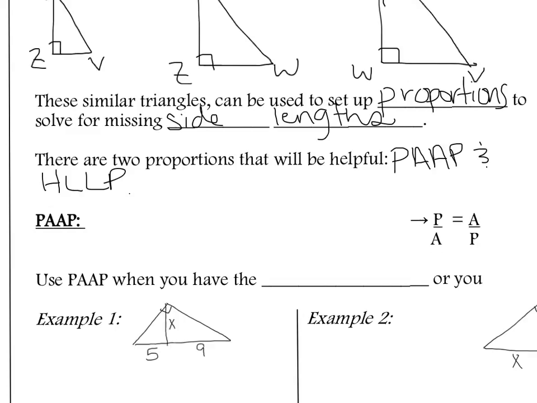Okay, so these similar triangles can be used to set up proportions to solve for missing side lengths. Just like we did all in Chapter 7, you just now have to rearrange the triangles to set up the proportions, whereas last chapter they were just given to you. All right, there are two proportions that will be helpful. We call them PAAP and HLLP because that's just a little acronym that'll help you remember them. So we're going to start with PAAP.